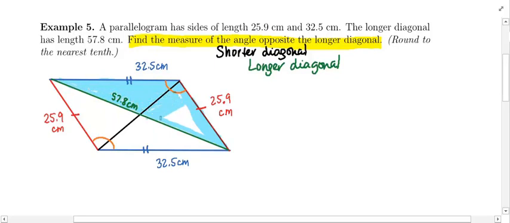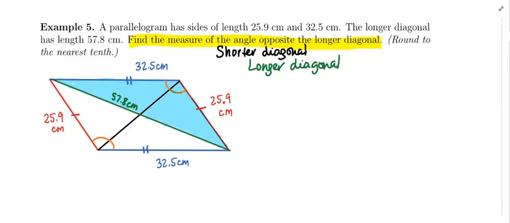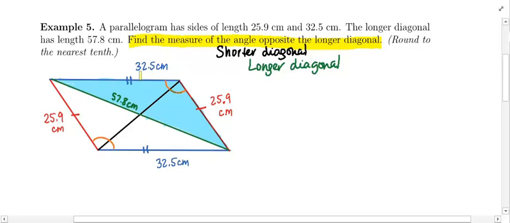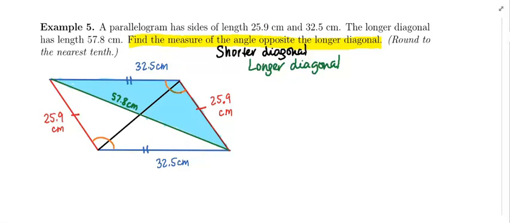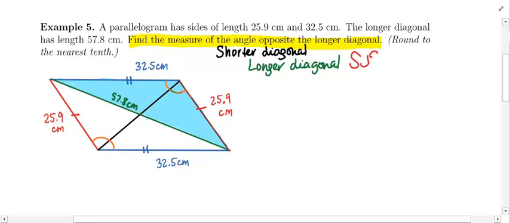If we look at this larger triangle, what do we know about it? We actually know the measure of all three sides. If you follow my cursor, we know this side length is 32.5 centimeters. We know this side length is 25.9 centimeters. And then this longer diagonal, the base of the triangle, is 57.8 centimeters. So this is actually a side, side, side. If we know all sides, we need to use the law of cosines.